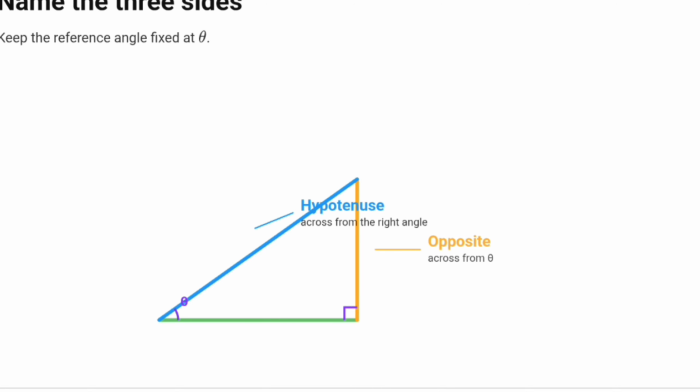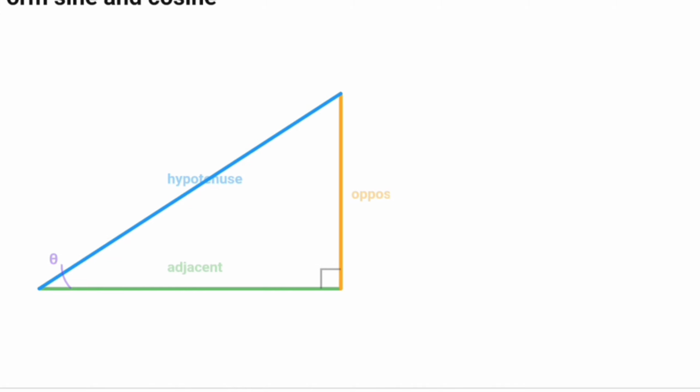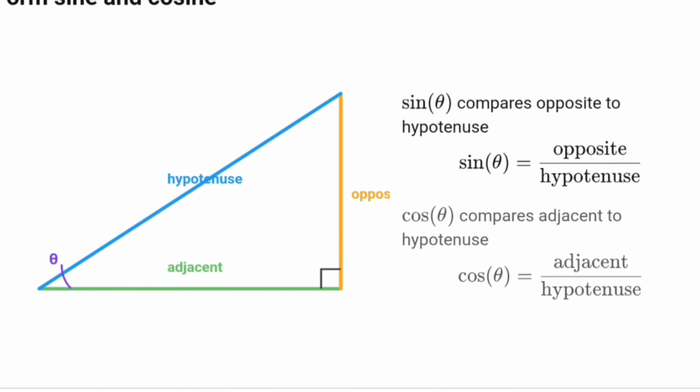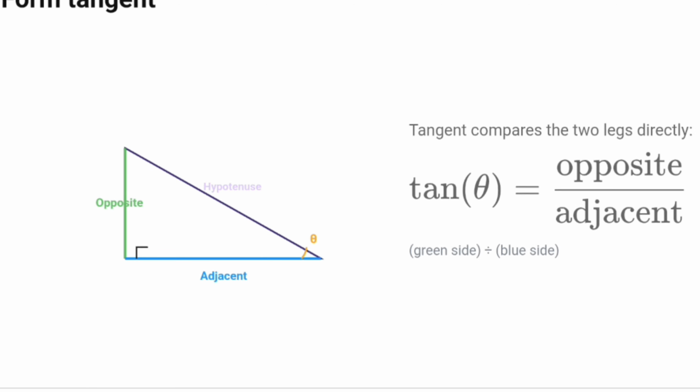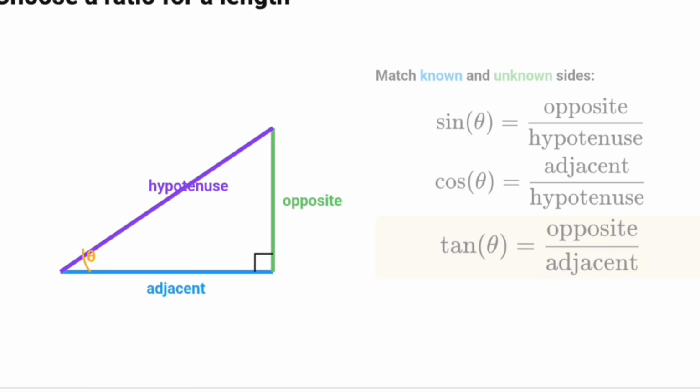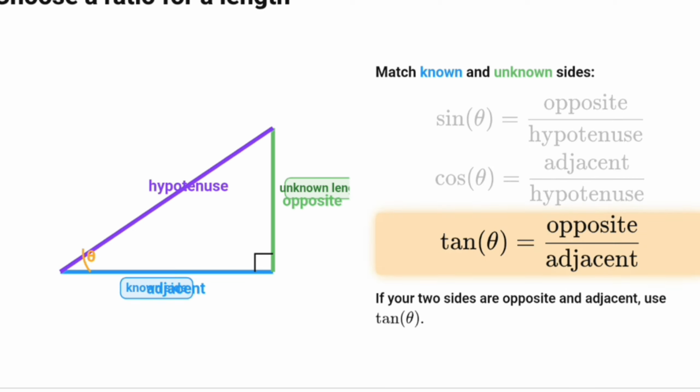Now that the side names are clearer, sine compares the opposite side to the hypotenuse, while cosine compares the adjacent side to the hypotenuse. In words, the sine of an angle is opposite over hypotenuse, and the cosine of an angle is adjacent over hypotenuse. With sine and cosine comparing sides to the hypotenuse, tangent compares the two legs of the right triangle directly. The tangent of an angle is opposite over adjacent.